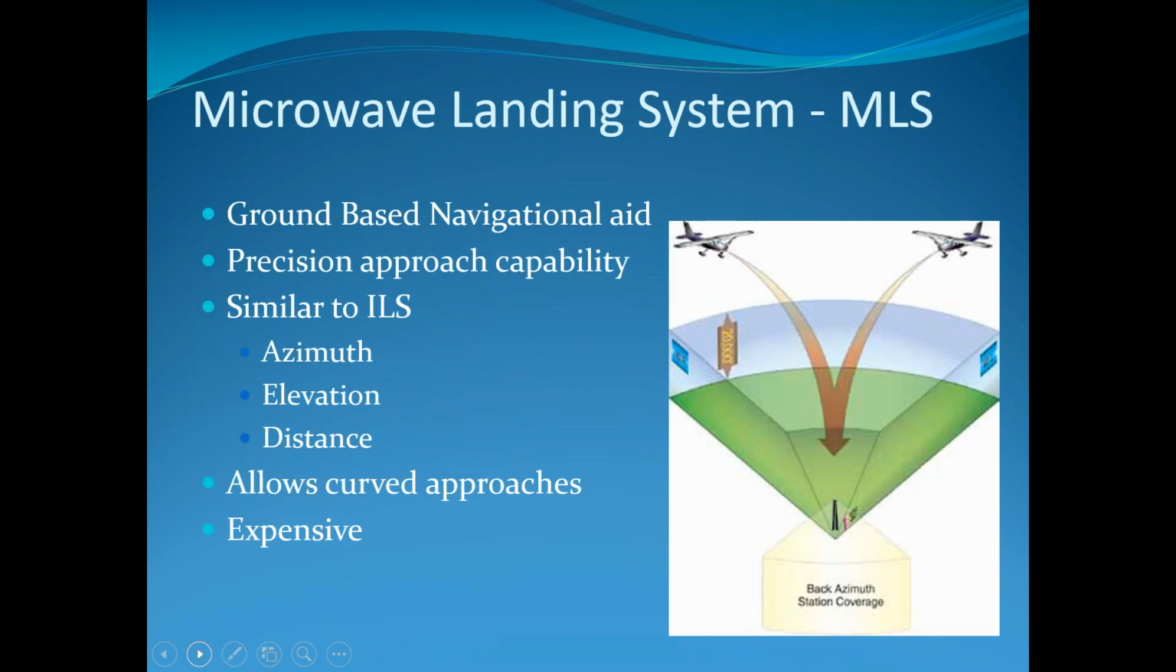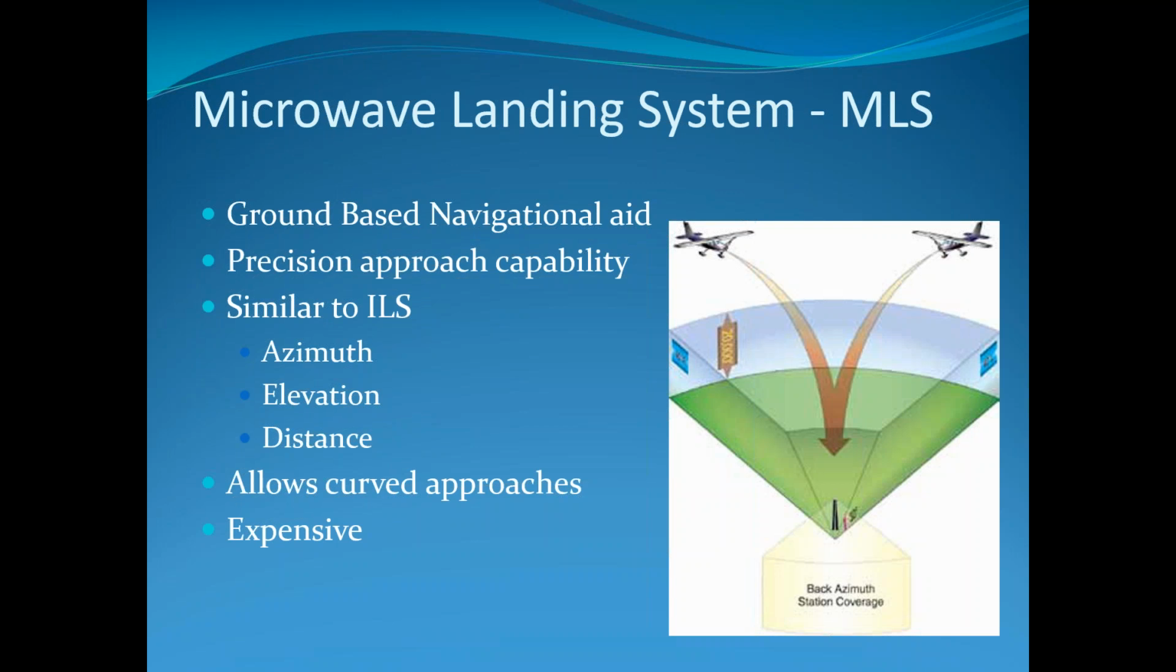You have a microwave landing system. It is a precision approach, similar to an ILS. It uses all of the horizontal and vertical guidance systems, except this allows for curved approaches. It's very expensive, and it's also very rare. The only thing you need to know about it is that it's a precision approach. I doubt you'll ever see one at any airport that we dispatch to, or that you'll ever dispatch to, but it is a precision approach.